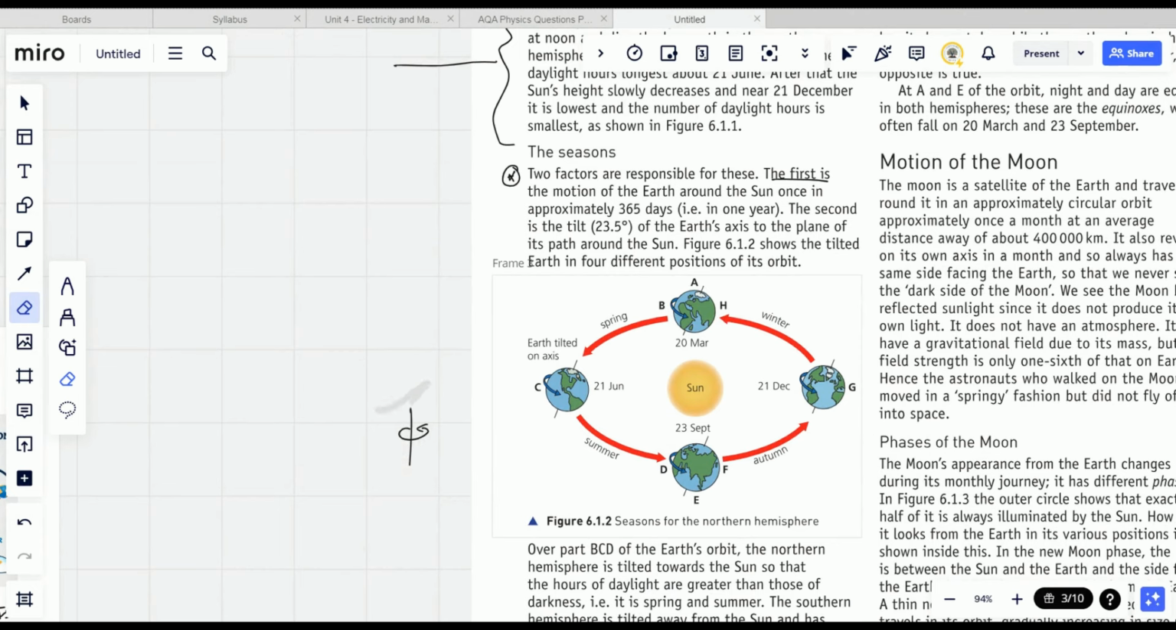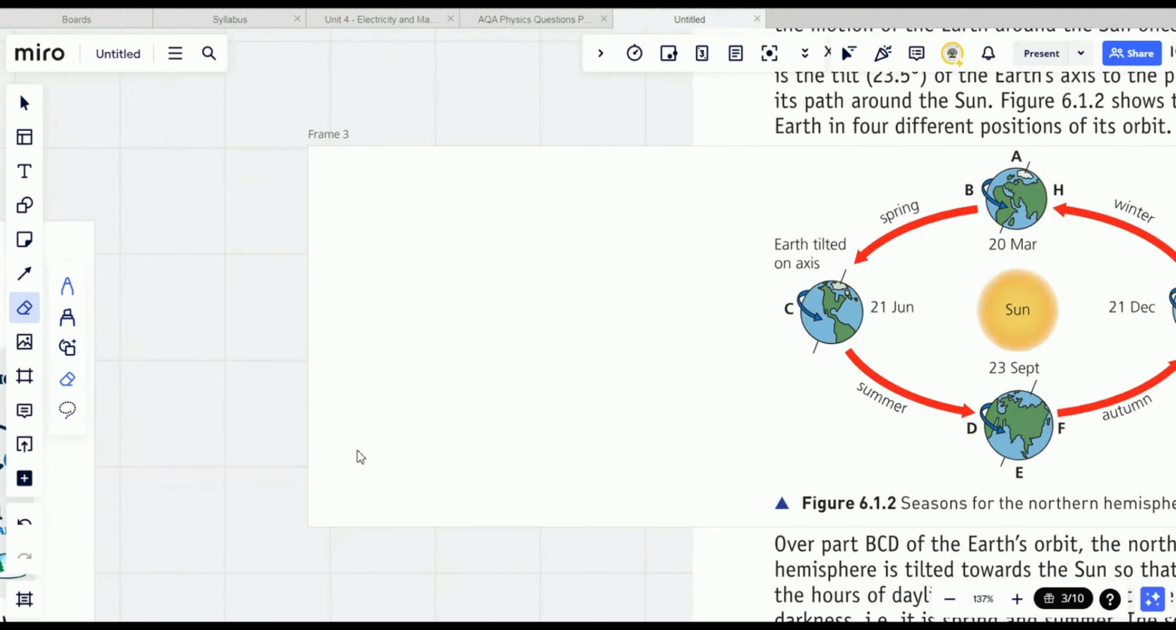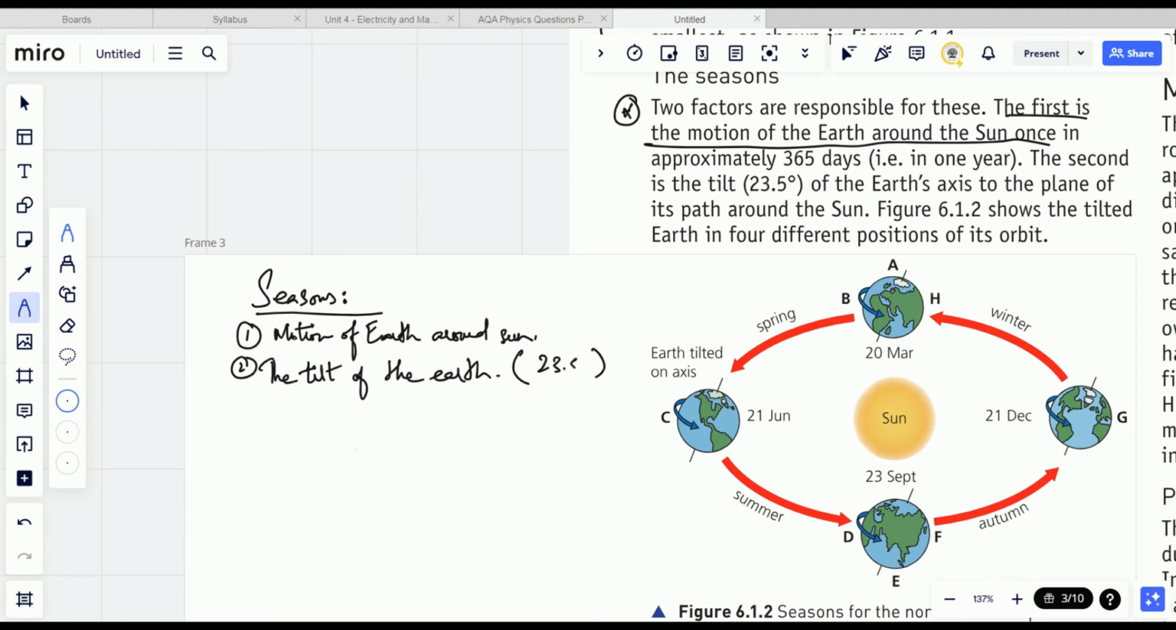So let's write it down. Let's make notes for this. Seasons. How are they caused? The first is the motion of the Earth around the Sun. Because of the motion of Earth around the Sun, this causes the seasons. And what's the second reason for it? The tilt of the Earth. You all must know at what angle it is tilted. That is 23.5 degrees.